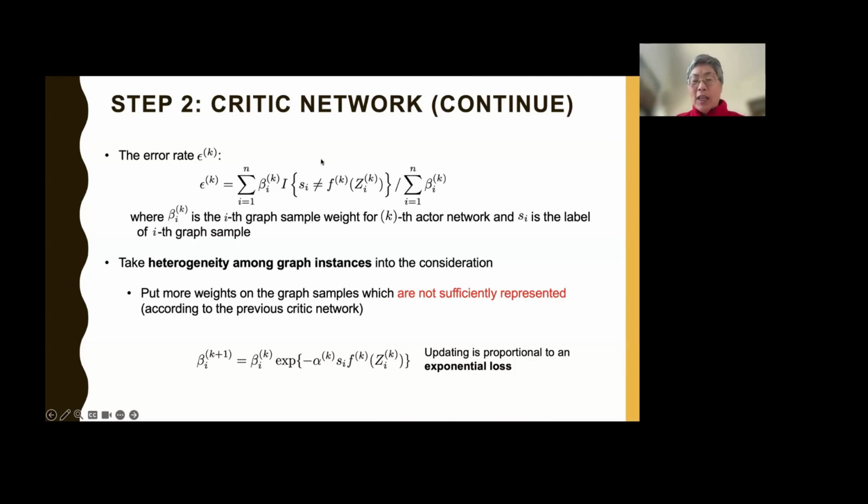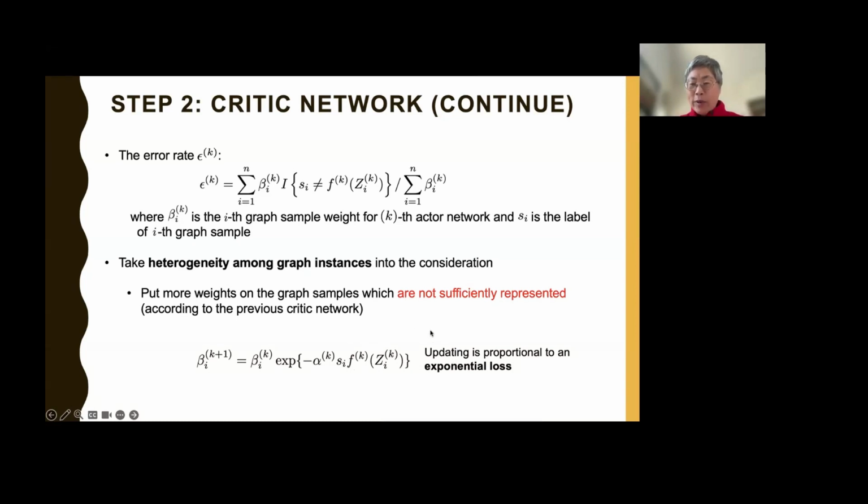But here it's not just a simple indicator function; it is also weighted by beta, okay? So how do we determine this beta? This beta also takes the heterogeneity among graph instances into consideration, because you need to put more weight on the graph samples which are not sufficiently represented. Otherwise you keep concentrating on the samples you observe frequently and ignore the ones less observed, okay? In general, this beta is updated through this part, which is just like a margin, right? The S multiplied by F is just the margin. So this is negatively associated with the margin, and we call it the exponential loss.